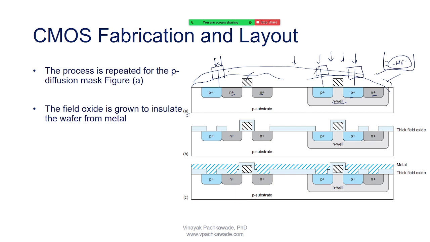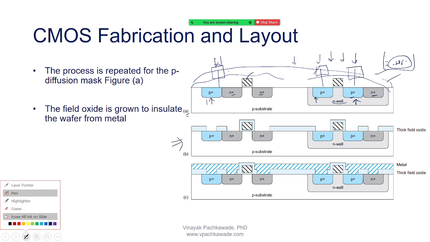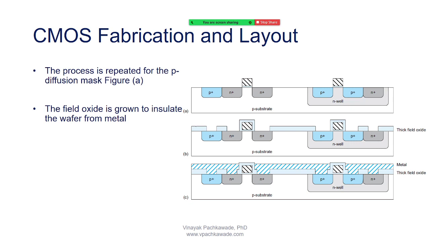So then I will use the ion implantations, and finally what I do is that I have this P plus here, P plus here, P plus here. Now come to this diagram, what we are doing here. Okay, so field oxide will be grown to insulate the wafer from the metal. Now what I will do is look at the comparison between figure A and figure B. I am putting the field oxide here, here, here, here, here and here also, on top of the gate also.